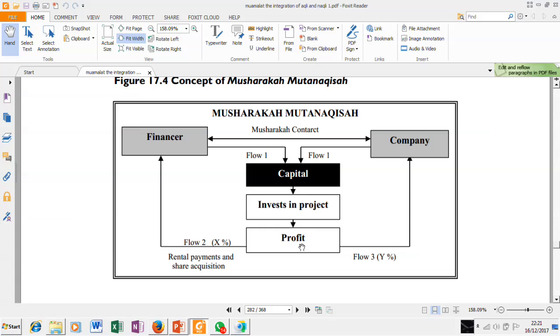So the profit flow will go back to the company, some percentage. So let's say this is 10% and this is X percent, which is 90%, and then rental payments and also share acquisition.